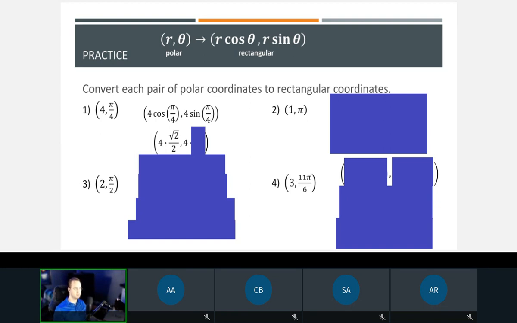All right, what is this? What's the sine value, the y value of pi over 4? Oh, same thing. Yep. All right, so go ahead and multiply that. You got 4 times rad 2 over 2, and then again 4 times rad 2 over 2. What do we get? 2 rad 2. We sure do. So there's your answer.